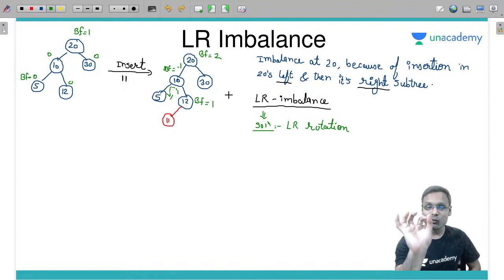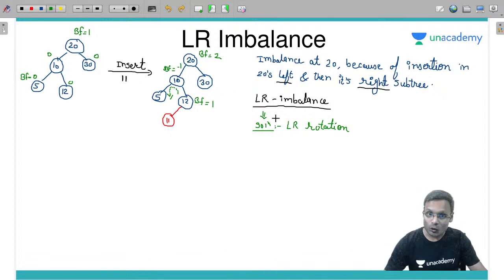So I will tell you one particular thing which you will have to remember for further usage. If LR rotation is given, you take the second character R. So first of all you are taking RR rotation. Now RR rotation you are going to apply on the left child of the imbalanced node. Left child of imbalanced node.